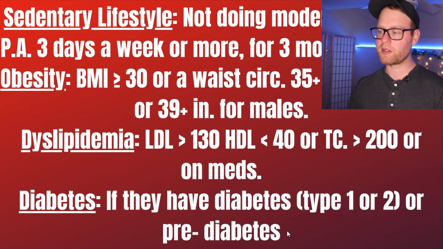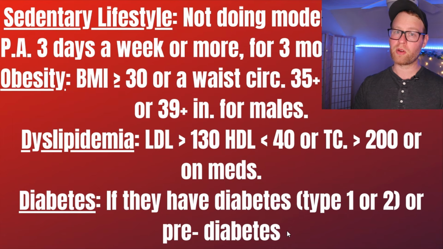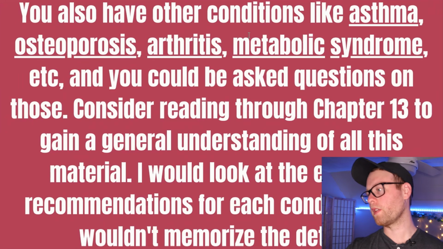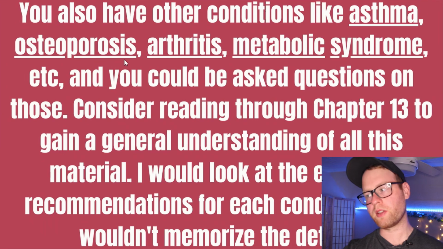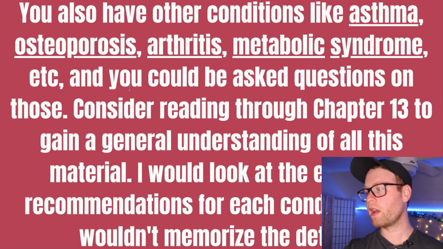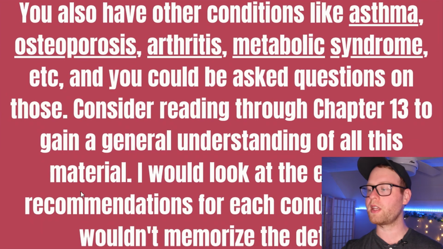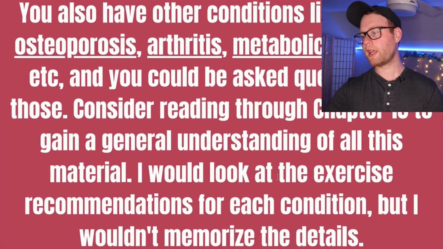You guys don't necessarily have to fully understand what pre-diabetes is, but it's something that might be worth looking up in your textbook. You also have other conditions like asthma, osteoporosis, arthritis, metabolic syndrome, etc., and you could be asked questions on any of those. And that's why I say consider reading through chapter 13 to gain a general understanding of all of that material. I would look at exercise recommendations for all of those conditions, but I wouldn't memorize the details.